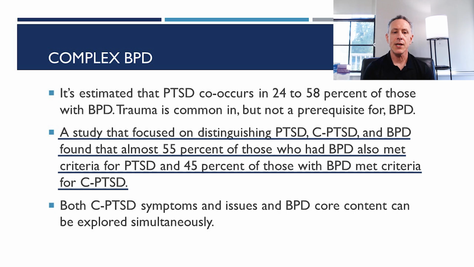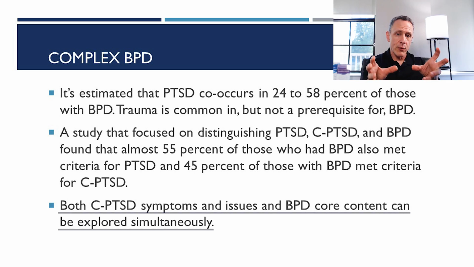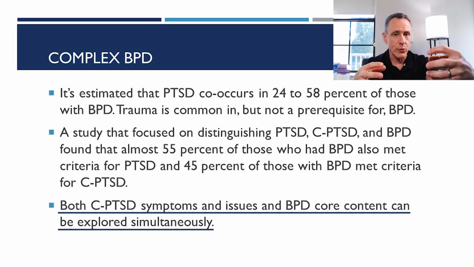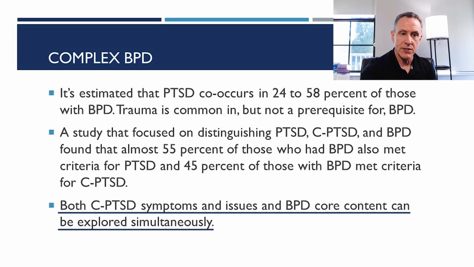So a study that focused on looking at PTSD, complex PTSD, and BPD found that 55% of those who had BPD also met criteria for PTSD. And 45% of those with BPD met criteria for complex PTSD. So we see a lot of this connection. We see the complexity of these disorders. And if we see complex PTSD or PTSD and BPD, we treat them simultaneously. So we work with the trauma while we're also building skills and behavior management skills as well.